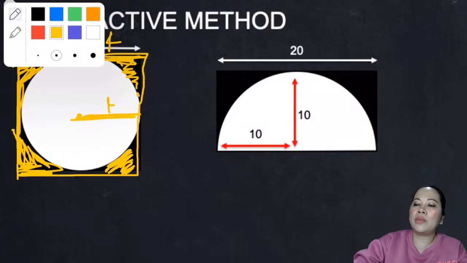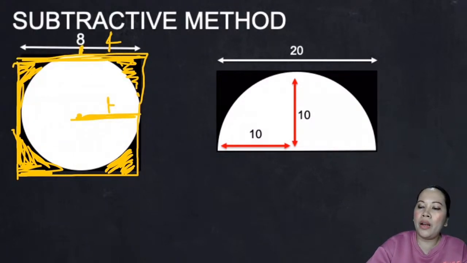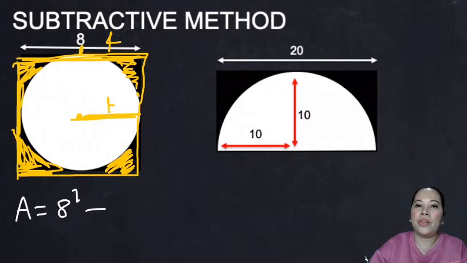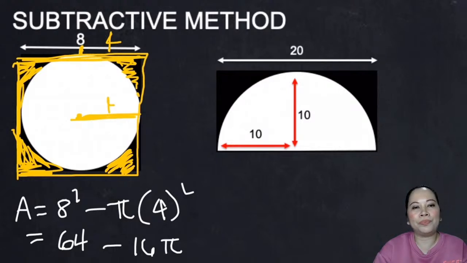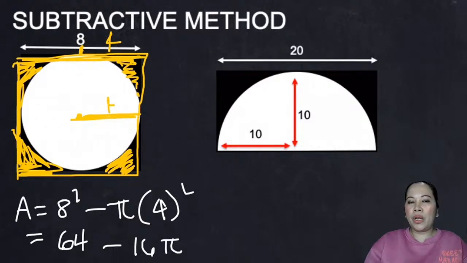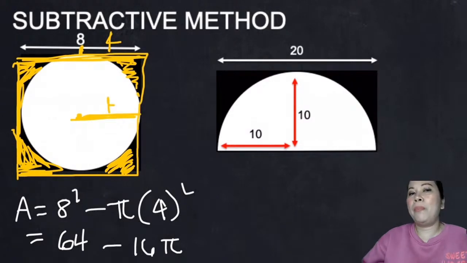So if you are asked for the area of the colored or shaded part, which is yellow, it would be the area of the square, which is 8 squared, minus the area of the circle. The area of the circle will be pi times 4 squared. So that means 64 minus 16 pi. Then you can solve. That is what we call the subtractive method.